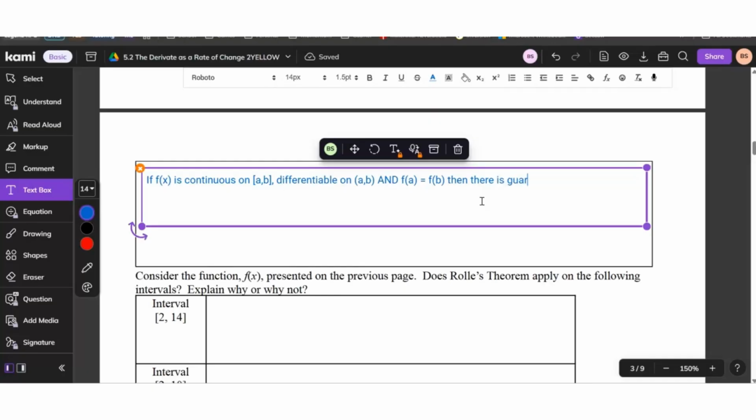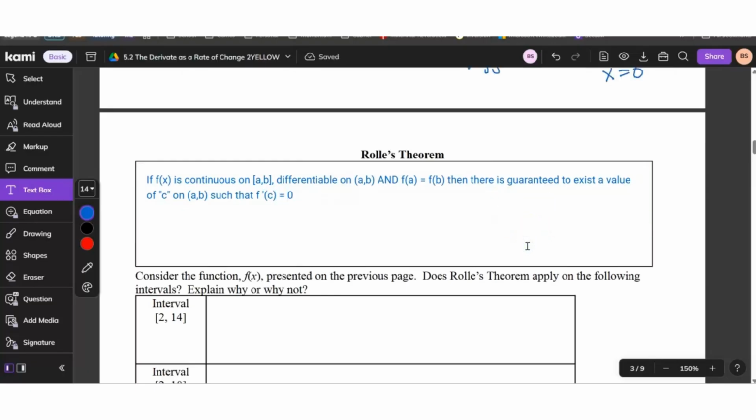Then there is guaranteed to exist a value of, we'll call it c, on that same interval of AB, such that f prime of c equals 0. What does that really mean? That there is like a maximum. Exactly. If we have two endpoints that are the same, then we know that inside of there has to be a max or a min. There has to be a critical point, right?